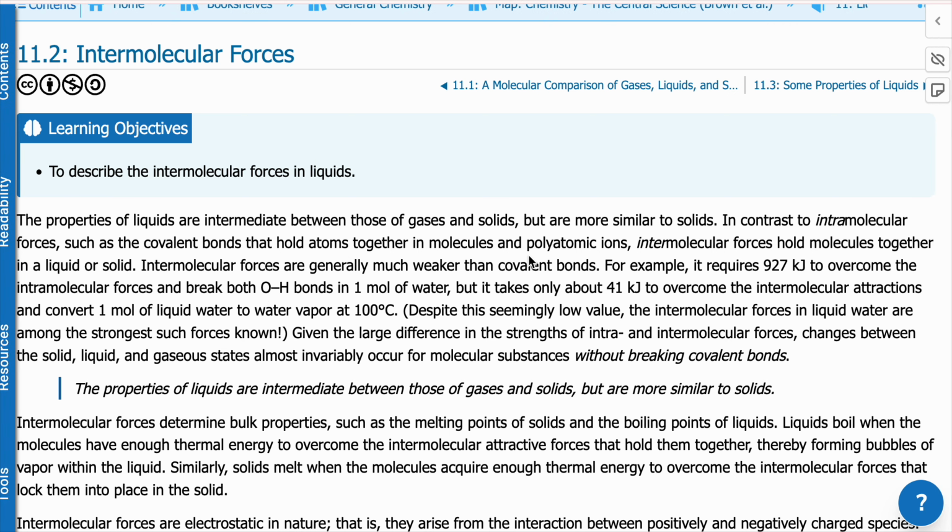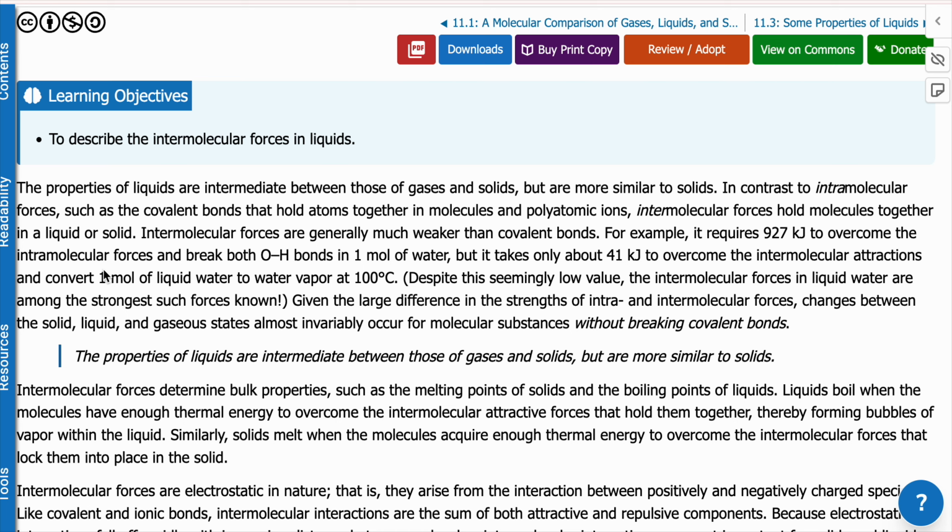Intermolecular forces are generally much weaker than covalent bonds. It requires 927 kilojoules to overcome the intramolecular forces and break both oxygen-hydrogen bonds in 1 mole of water, but it takes only about 41 kilojoules to overcome the intermolecular attractions and convert 1 mole of liquid water to water vapor at 100 degrees Celsius. Given the large difference in this, intermolecular forces determine this. Dipole-dipole interactions.